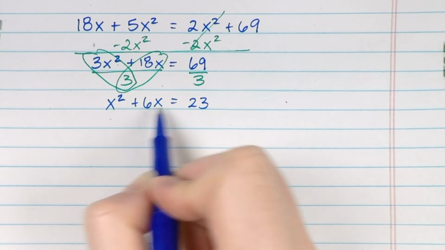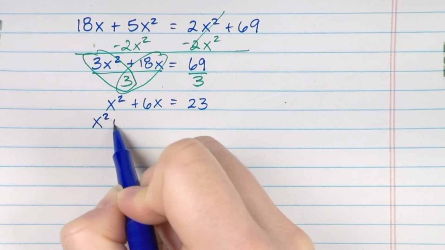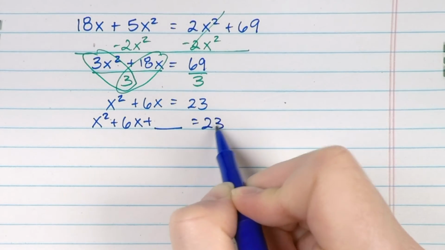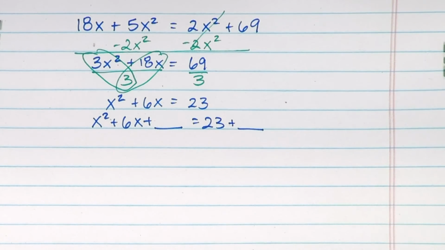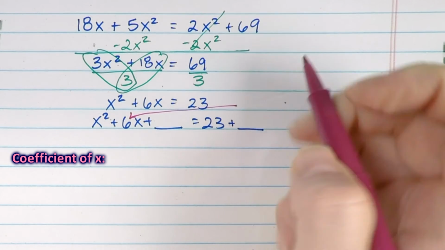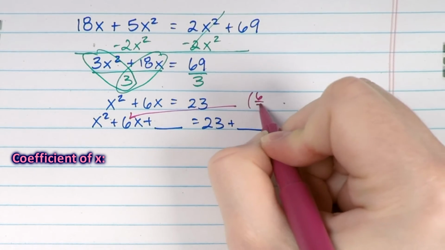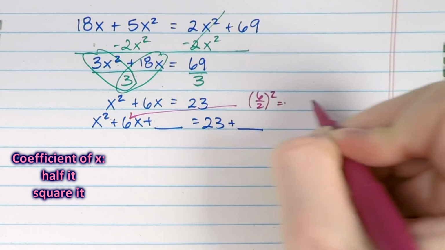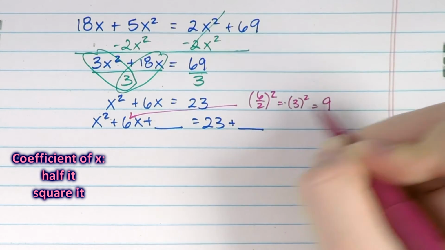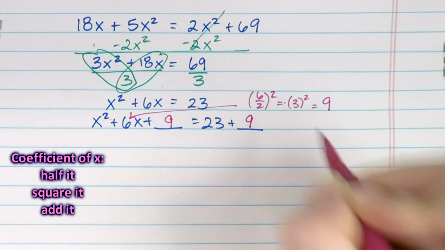I want this left side to become a perfect square trinomial again. So I'm going to add in a space to put my third term. And if I do that to the left side, got to make sure I do it to the right side. And then to get that number that's going to go inside the blank parts, my coefficient of x, this time is 6. And I'm going to divide that by 2, half it, and then square it. So half of 6 gives me 3, and then once I square this, this gives me 9. So 9 is going to go into each of those blank spaces.